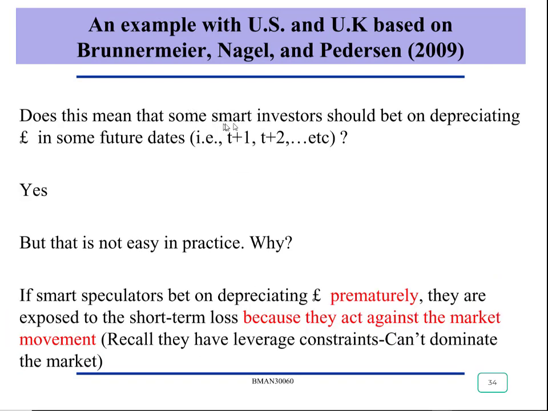Does this mean that some smart investors should bet on depreciating pound on some future day because they know UIP should hold eventually, so pound will collapse eventually? Yes, but this is not that easy in practice. Why, even though they know that UIP should hold eventually, do they not go against carry trade strategy? If smart speculators bet on depreciating pound prematurely, they are exposed to short-term loss because they act against the market movement. Everyone else is betting on appreciating pound.